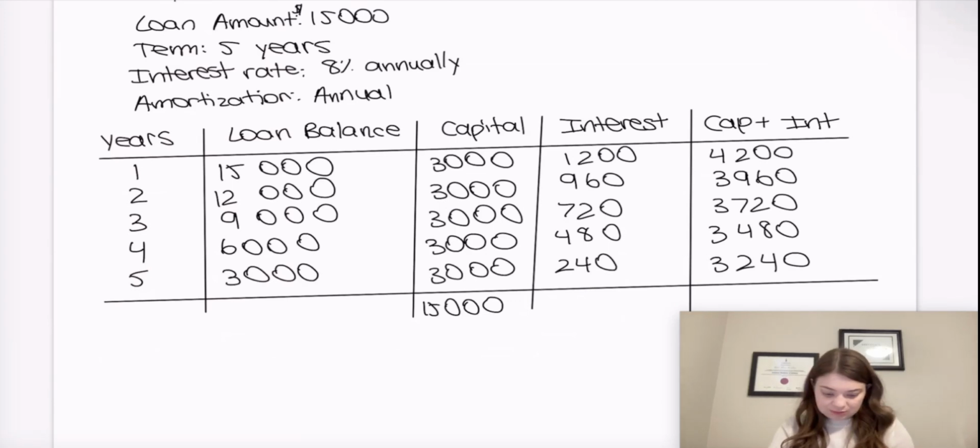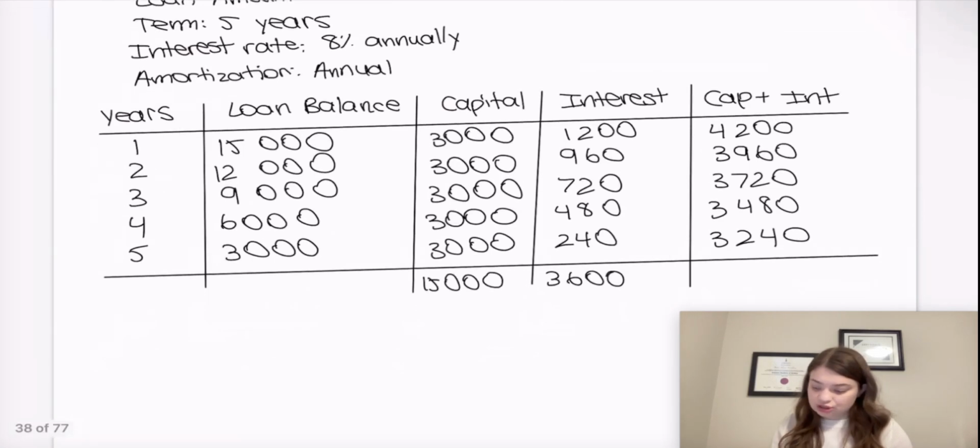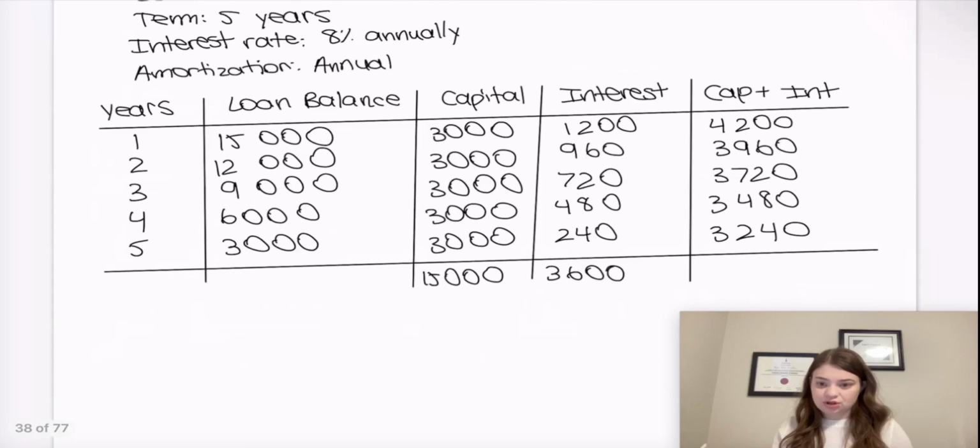The total amount of interest paid in the loan is 1,200 plus 960 plus 720 plus 480 plus 240. So that is a total of $3,600. And so therefore this last one should add up, if we were to add up the capital plus interest column, that should add up to $18,600 because that should be the same as the capital plus the interest each time. And in this case, it does. So overall, after 5 years, a total of $18,600 was paid. The $15,000 loan is fully paid off, and this client now owns the car in full.